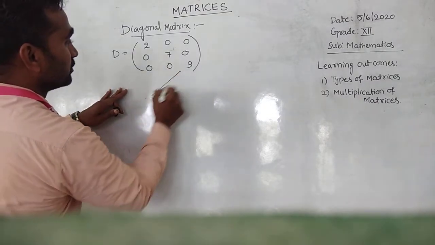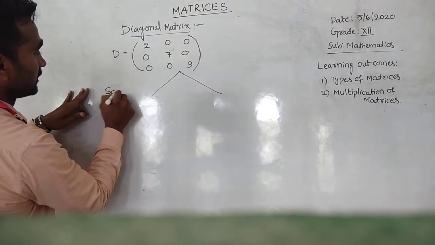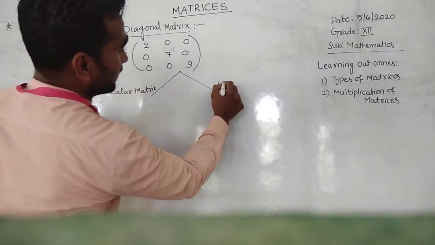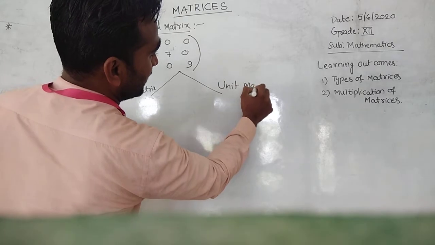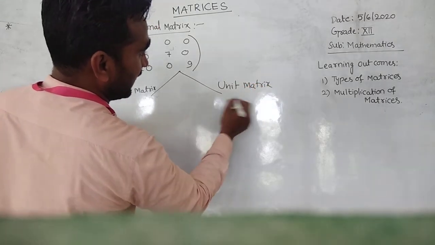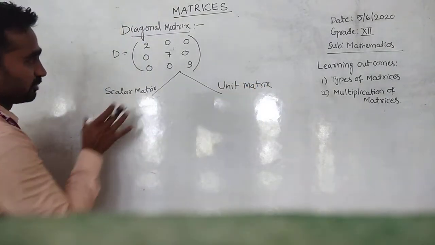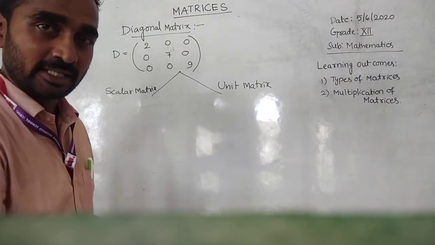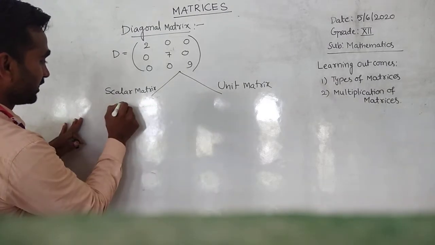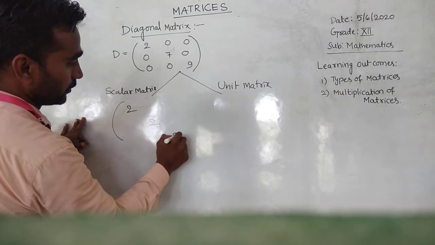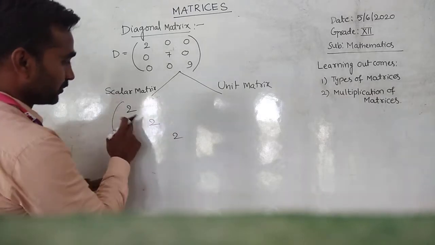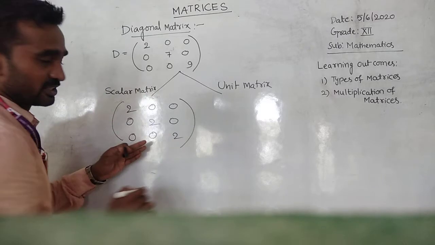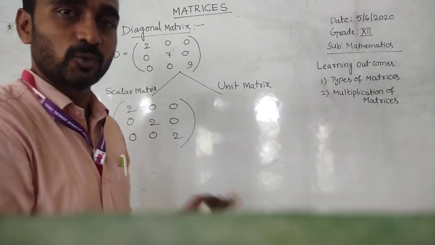And of this diagonal matrix we have two types. One is the scalar matrix and the other is the unit matrix, or identity matrix. See here what is meant by scalar matrix. In a diagonal matrix, if the principal diagonal elements are equal, that is said to be a scalar matrix. For example, see here 2, 2, 2 on the diagonal and 0 elsewhere. The principal diagonal elements are the same, so this is a scalar matrix.